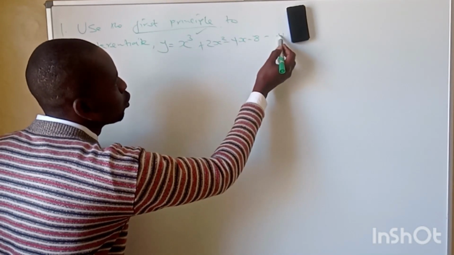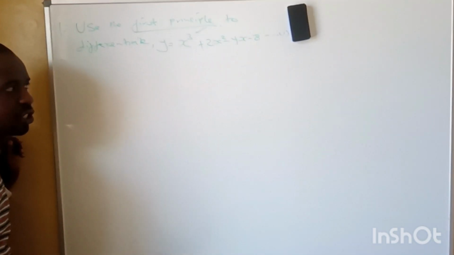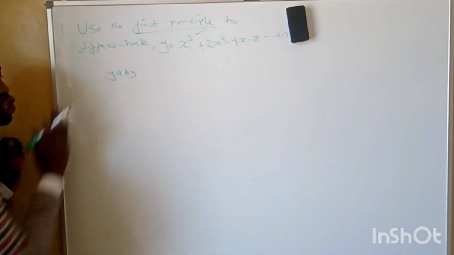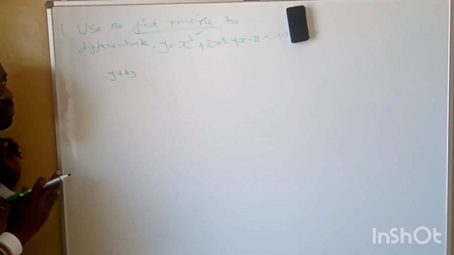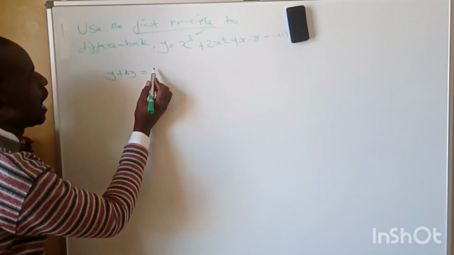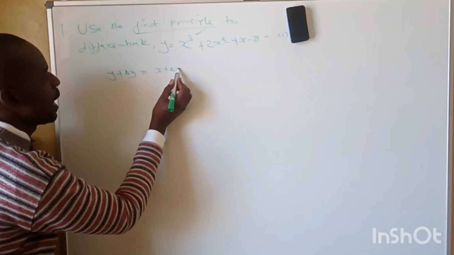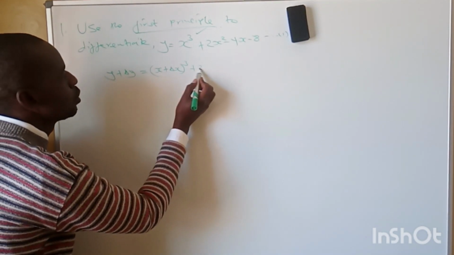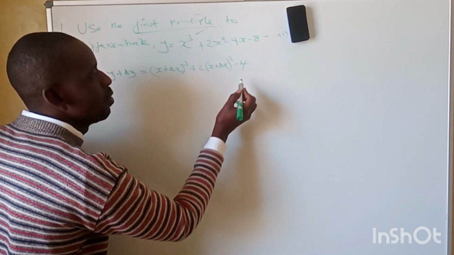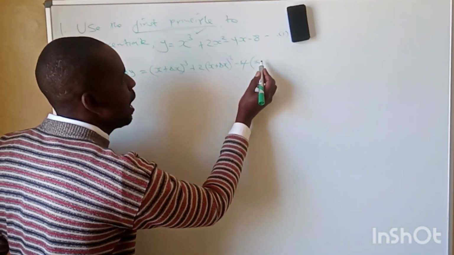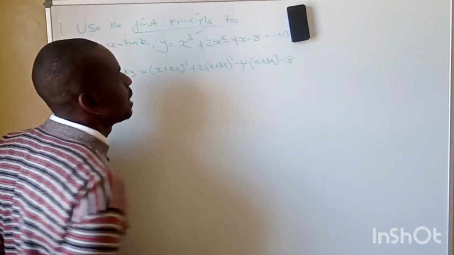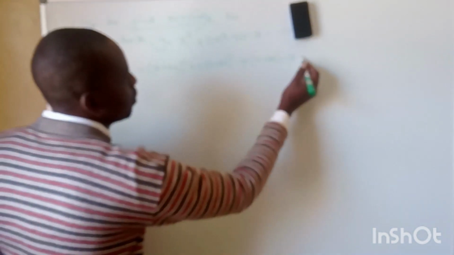So you will call this one equation 1. Then our equation 2: add the changes on both sides. So it's going to be y plus change in y. Just add any change. Be attentive, class. x also, because it's a variable, so we have x plus change in x, then it is cubed, plus 2 times x plus change in x, then it is squared, minus 4 times x plus change in x, minus 8. That is now our equation 2.